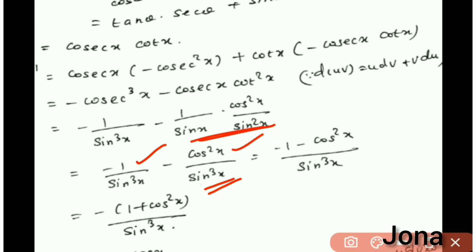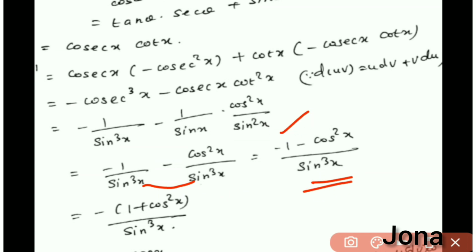So again I can simplify the denominators as same here. So put sin cube x here. At the numerator we have minus 1 minus cos square x there. Take minus as common here. So the remaining thing we have is 1 plus cos square x there. So your answer is minus of 1 plus cos square x divided by sin cube x there.